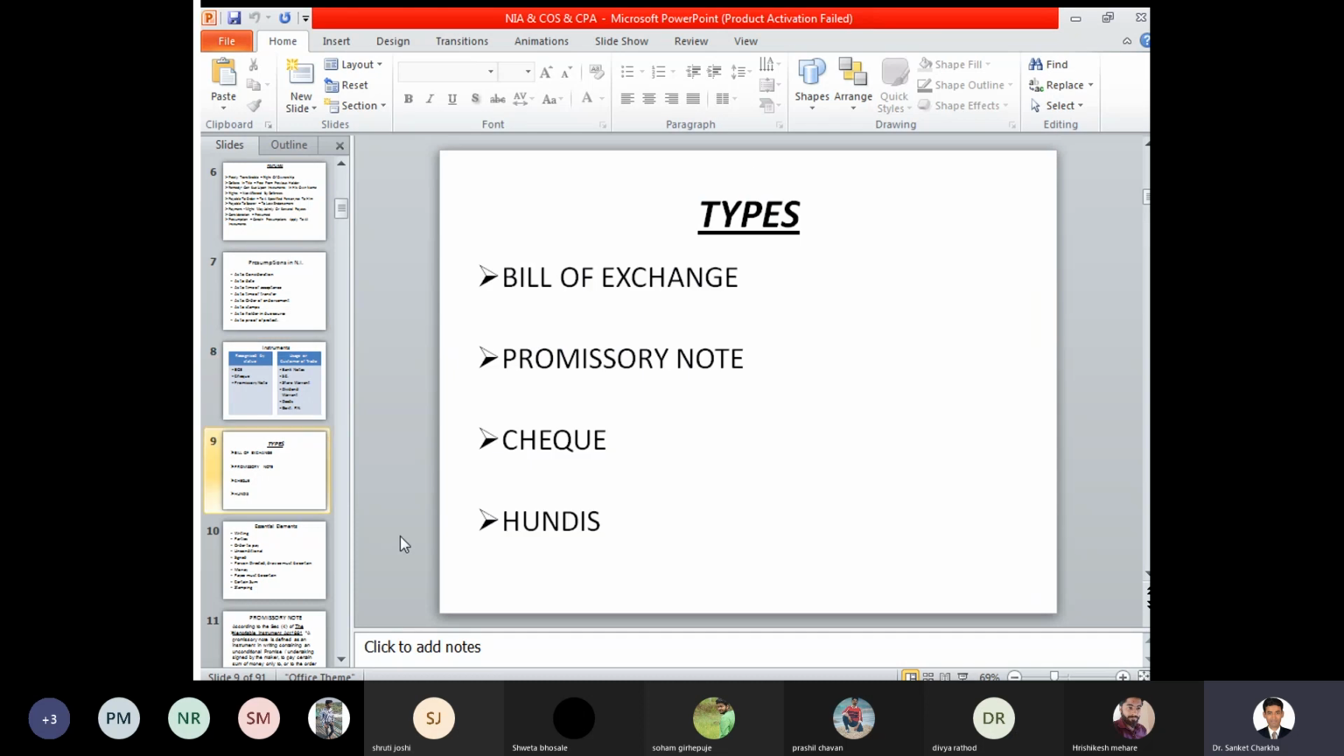Types of negotiable instrument as per the recognition of statute are bill of exchange, promissory note, and check, and hundis. Hundis are no longer in existence and not in the syllabus, hence we are not taking up this particular perspective.